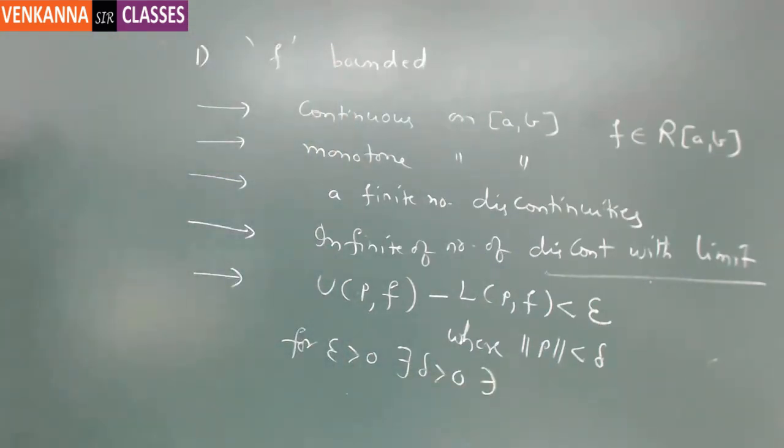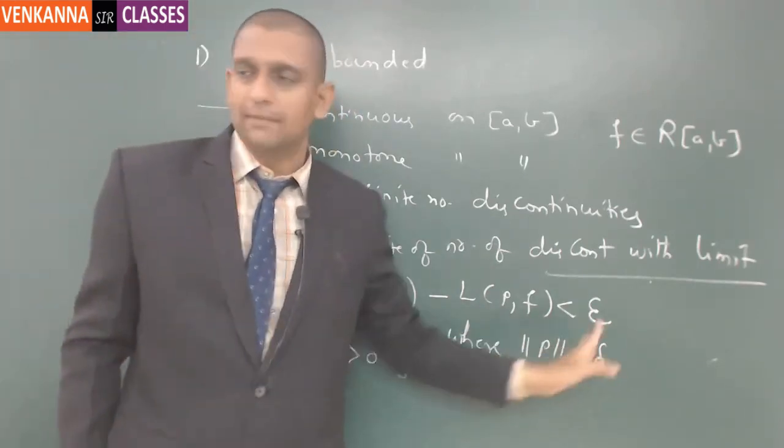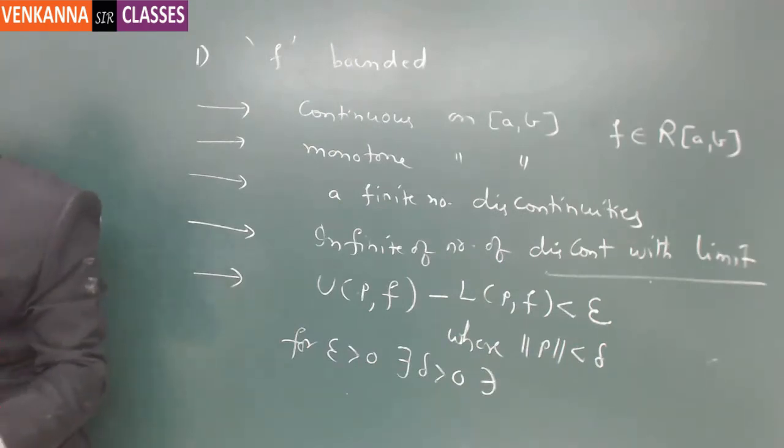the result says that if the function is Riemann integrable, then for epsilon greater than 0, there exists delta greater than 0 such that the difference between upper sum and lower sum is less than epsilon. In other words, the difference between upper sum and lower sum is almost equal, where the partition has norm less than delta. These are some useful results which are useful as and when we are doing some kind of problems, right?